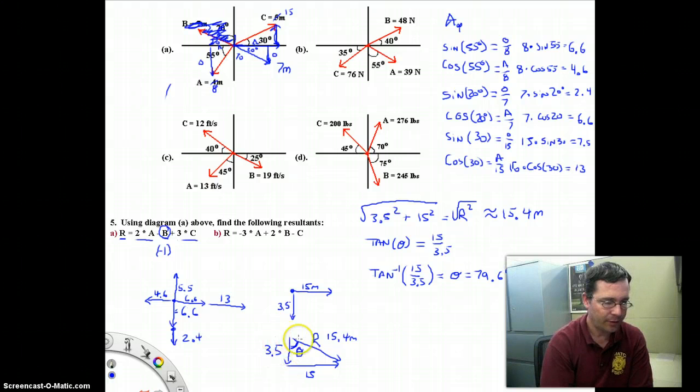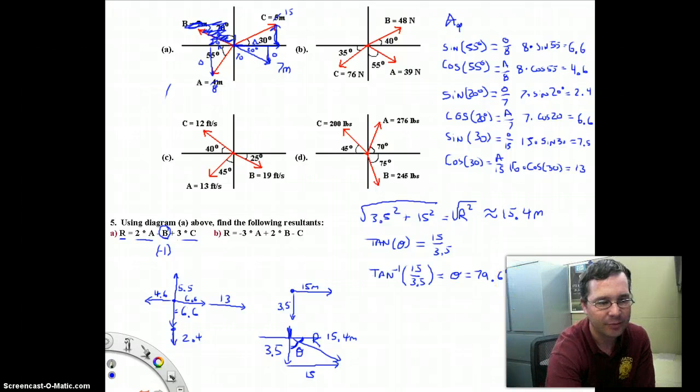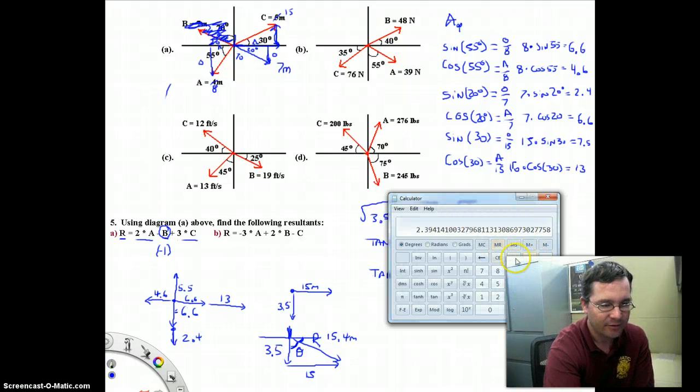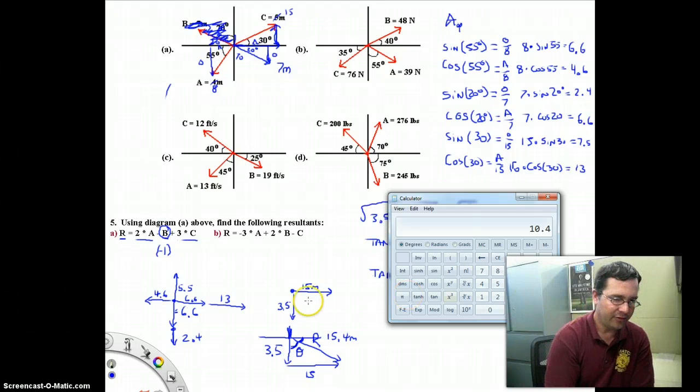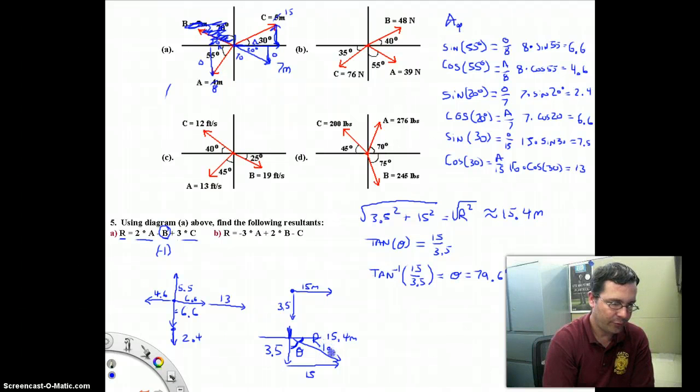Now, think about putting this vector in the Cartesian plane. Well, if theta is 79.6, the actual heading of this vector is 90 minus 79.6. So let's do that. 90 minus 79.6. This vector is heading basically 10.4 degrees. You could think of it as south of east.